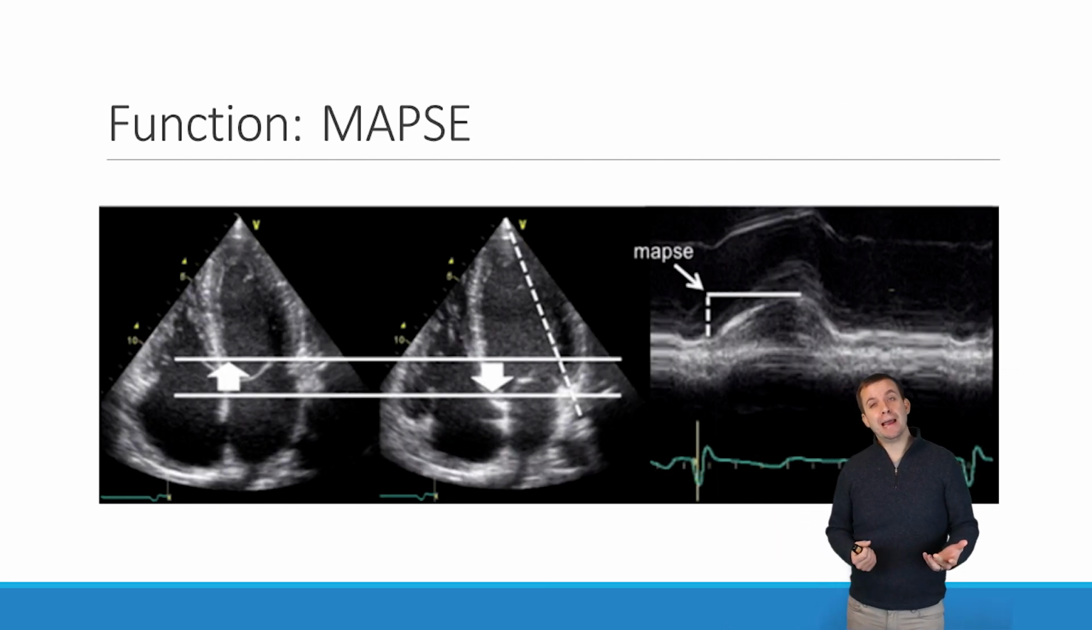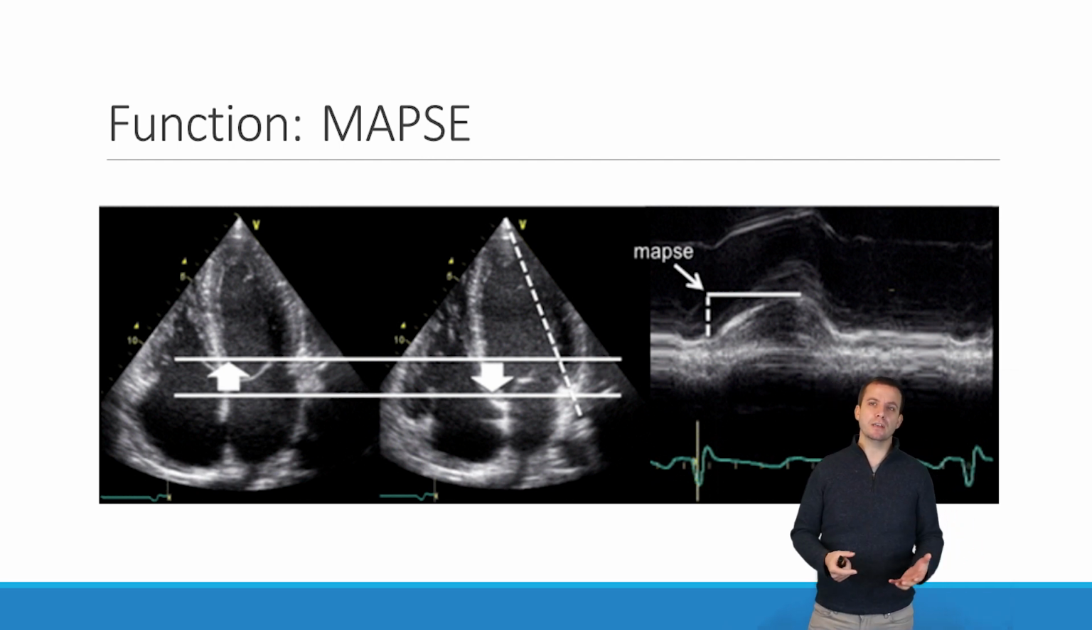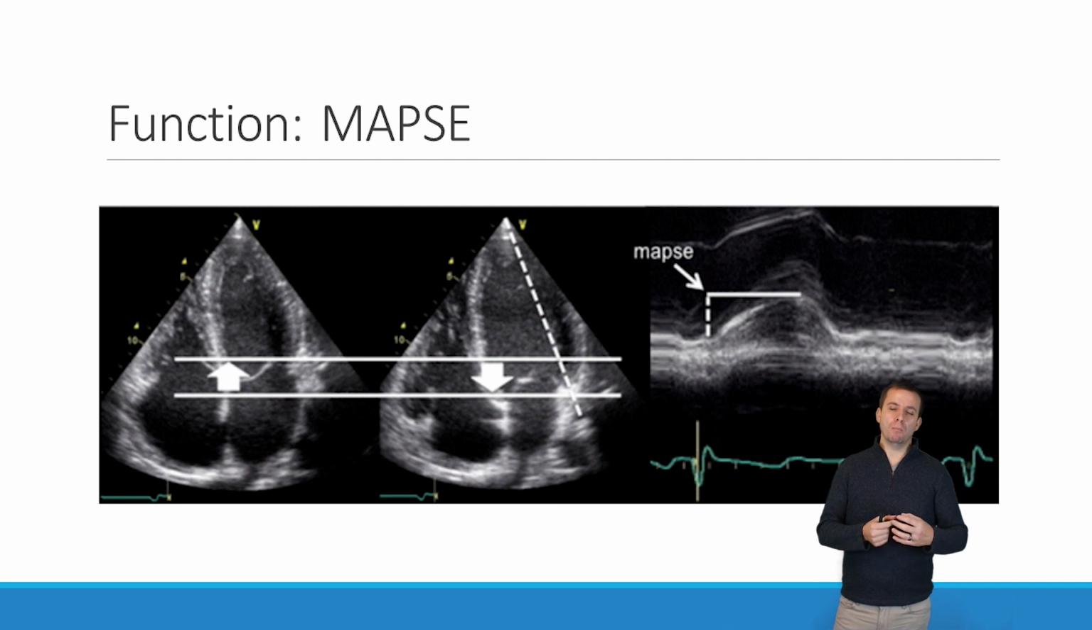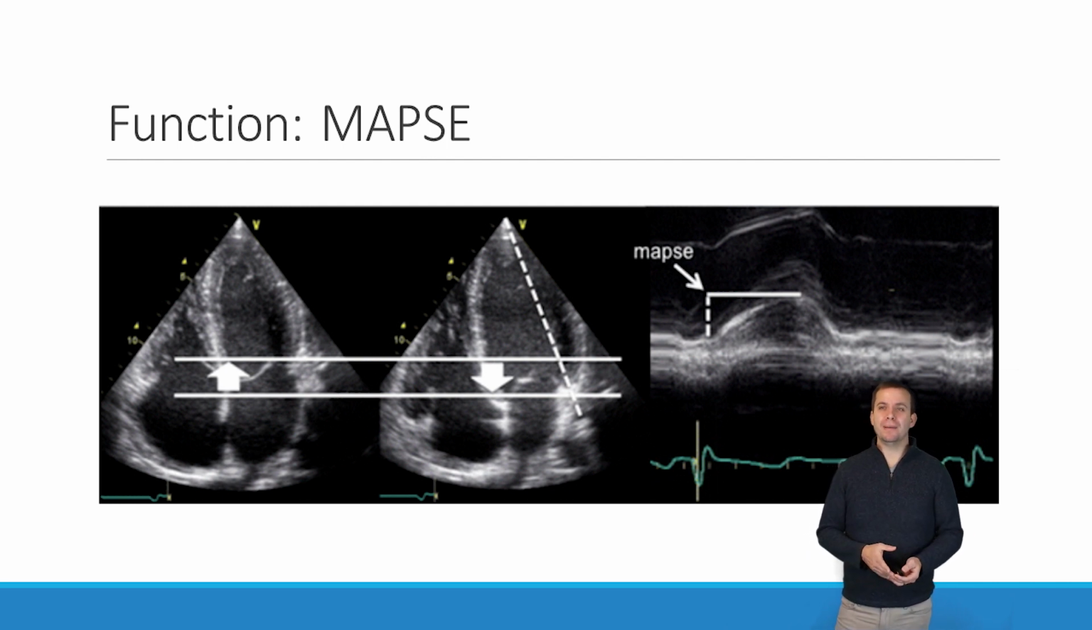Another thing you can do is MAPSE, which stands for mitral annulus plane systolic excursion, where you look at the base of your mitral valve, which is your mitral annulus, and you look to see how far it moves during systole. It's not frequently used. We'll go over the right ventricle equivalent of this, which is used more often, but you can use MAPSE. You may hear people refer to it.